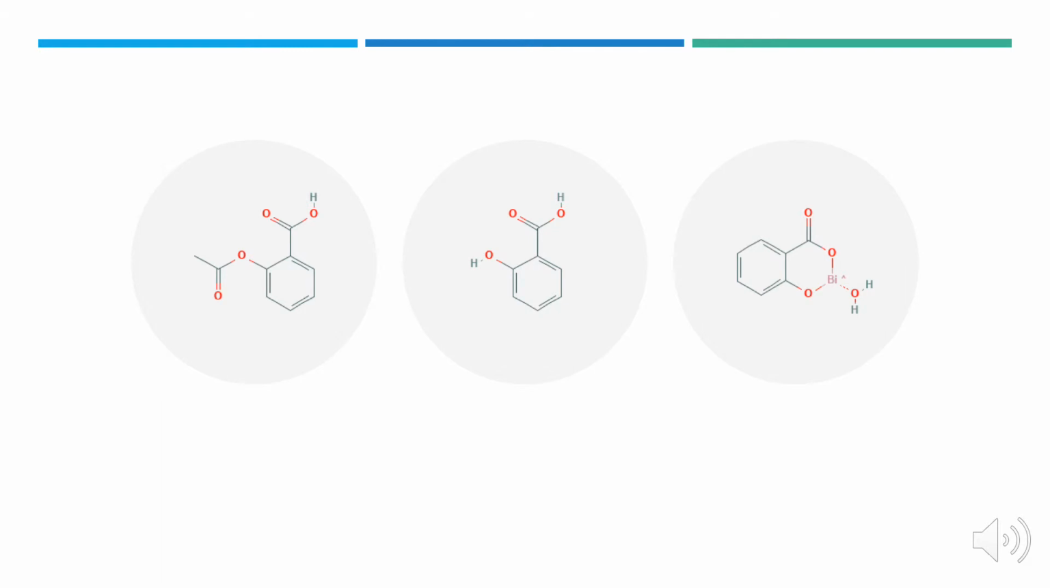This shows salicylic acid in the middle, the structure of aspirin on the left, and Pepto-Bismol on the right. As you can see, these molecules are very similar. Pepto-Bismol and aspirin are derivatives of salicylic acid.